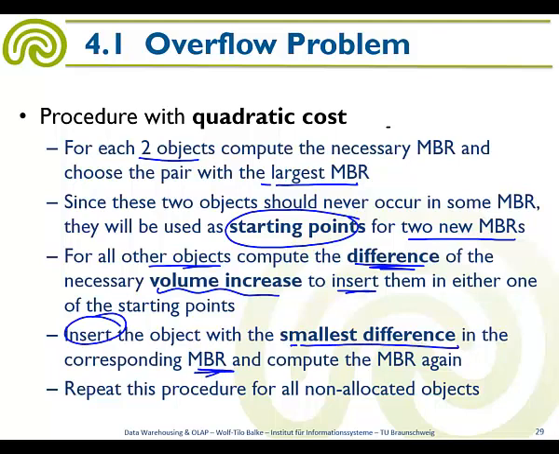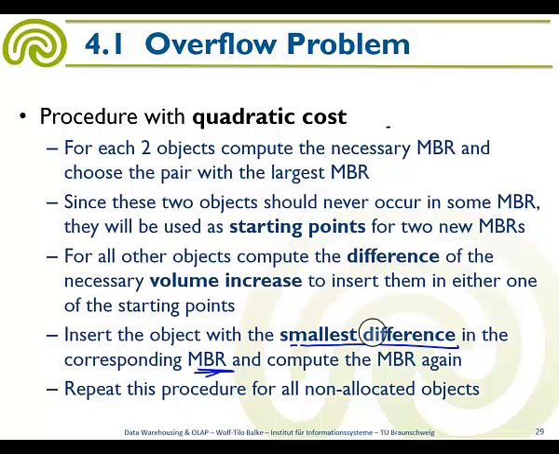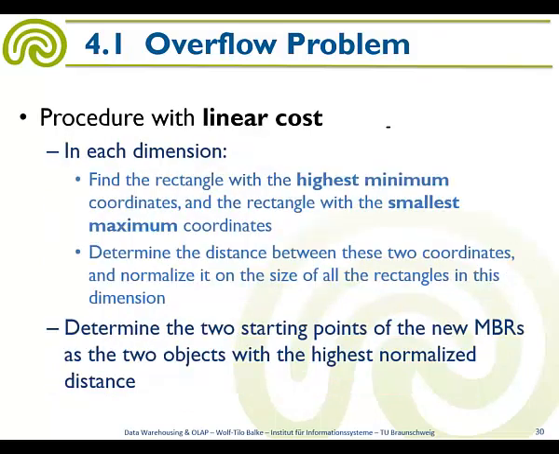And you repeat this procedure then for all the data points that haven't been placed in a minimum bounding rectangle yet. Good? So this is better than the exponential, than the naive way, but still it has a quadratic cost. Can we do better?